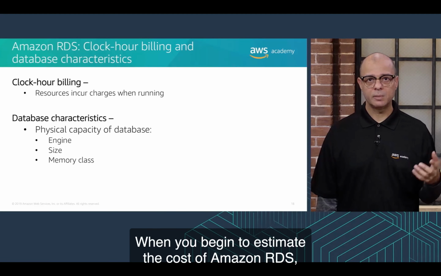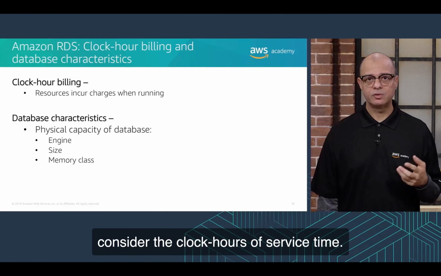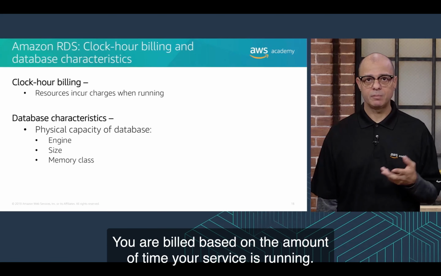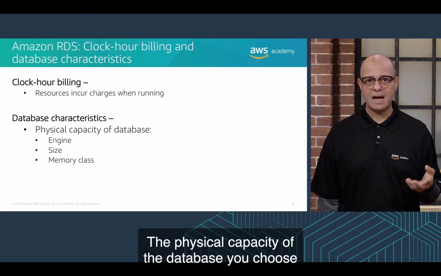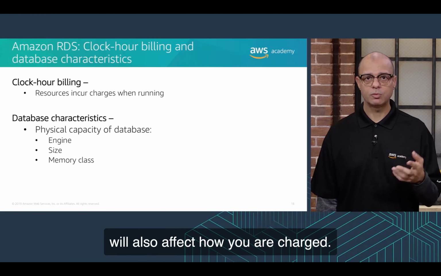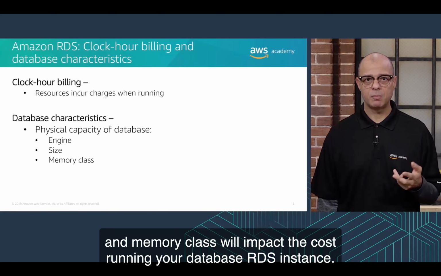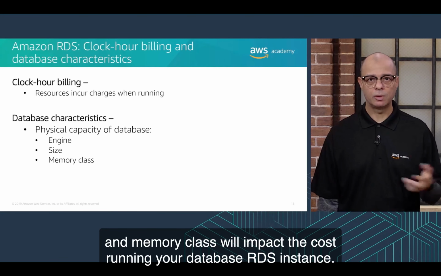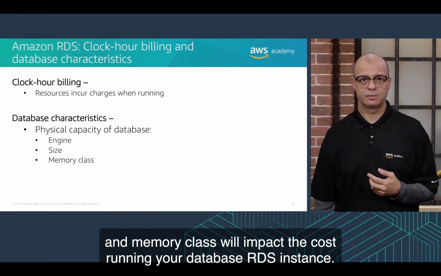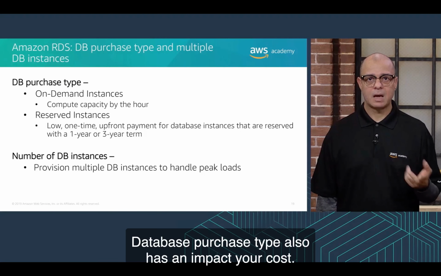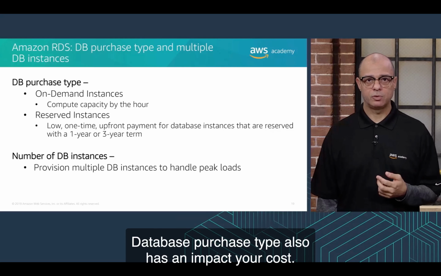When you begin to estimate the cost of Amazon RDS, consider the clock hours of service time. You are billed based on the amount of time your service is running. The physical capacity of the database you choose will also affect how you are charged. Database engine, instance size, and memory class will impact the cost of running your RDS instance. Database purchase type also has an impact on your cost.